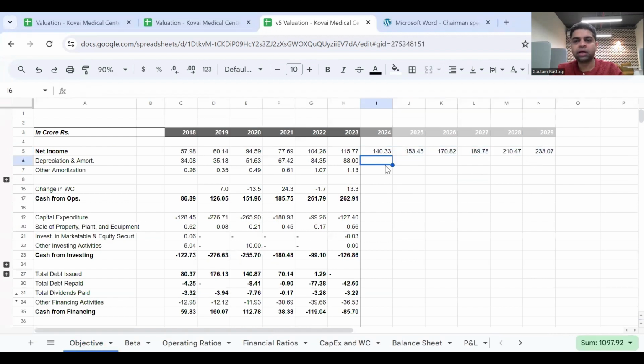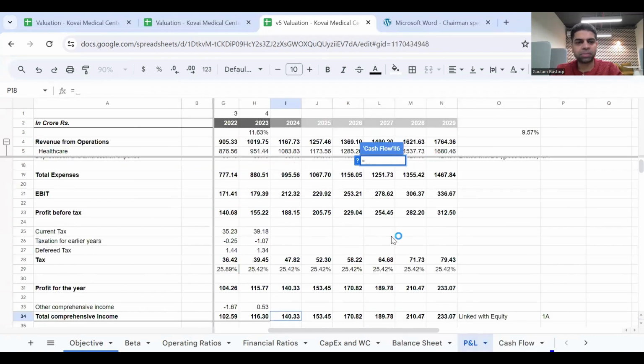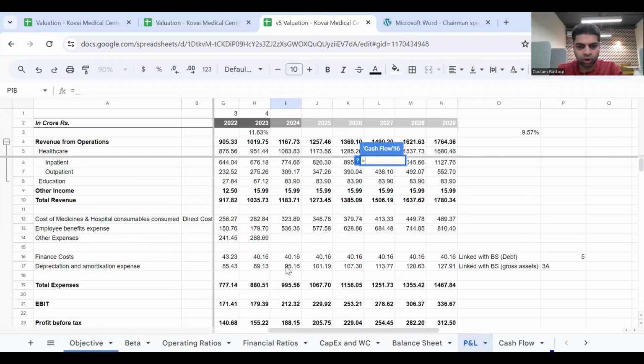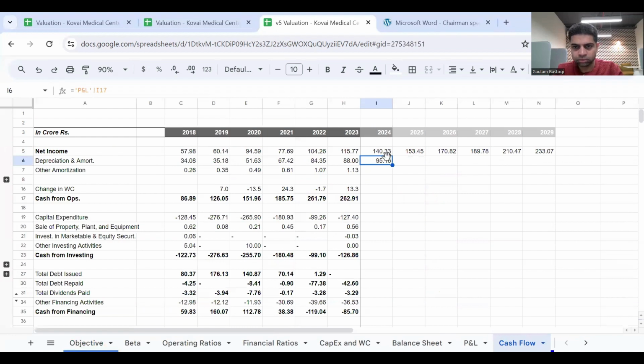Drag it. Then you pull depreciation and amortization. Depreciation and amortization is not an outflow. It's treated as a cash inflow because it's a non-cash expense. The money is with the company. It's not leaving the company. So let's pull depreciation and amortization.